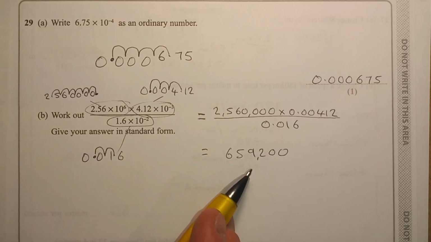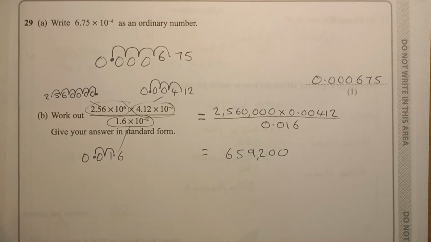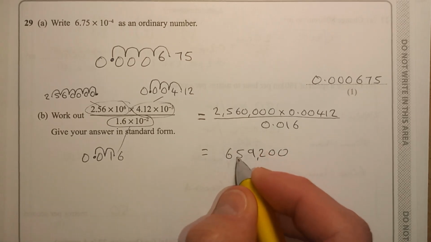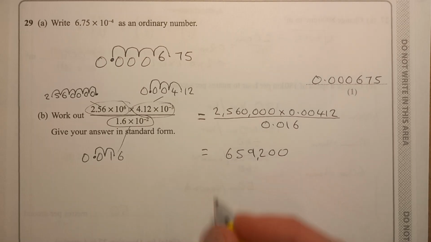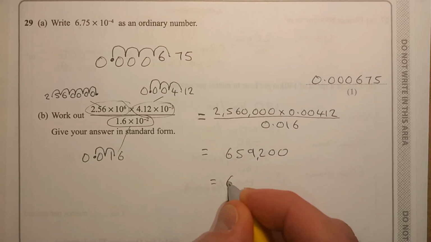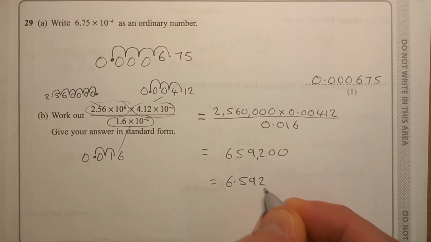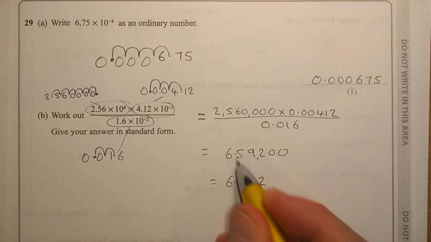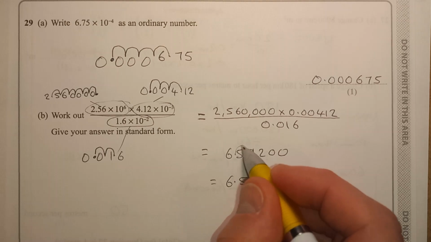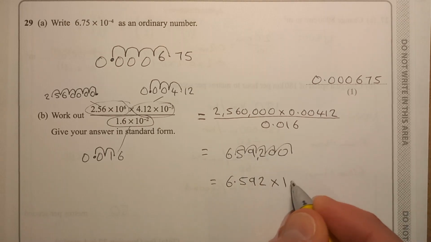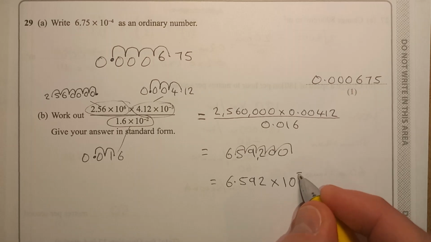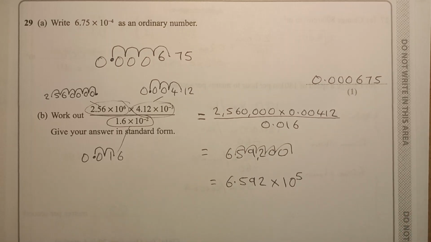So if I left it like this, I'd only get 1 mark. If I want it in standard form, then I've got to take the first digits and come up with a number that's between 1 and 10. So it's going to be 6.592. So putting the decimal point in here, that is 1, 2, 3, 4, 5 places from the end. So 6.592 times 10 to the power 5.